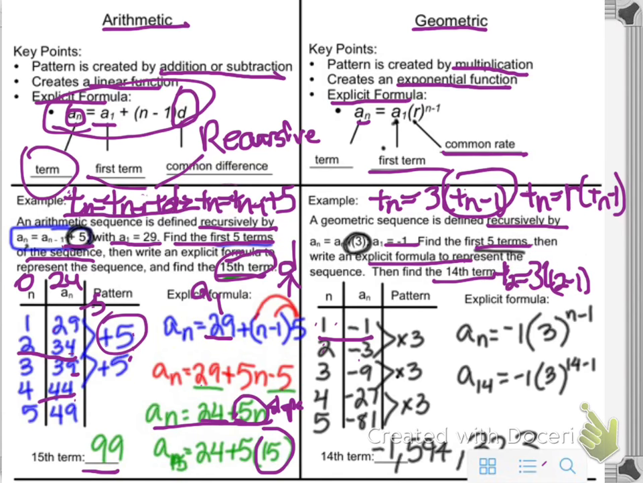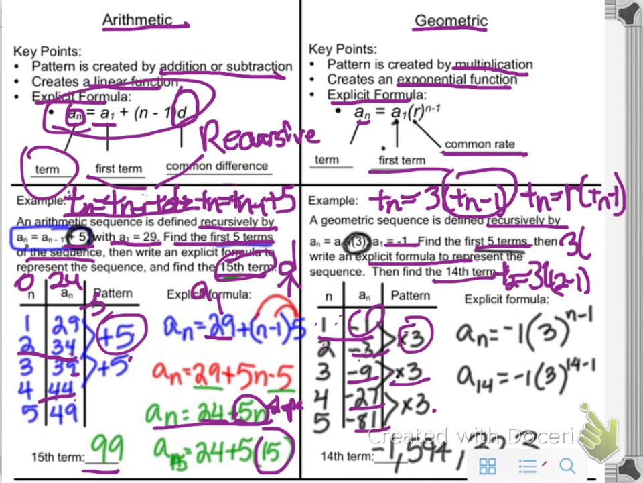So 3 times my first term, which is negative 1. We'll say 3 times negative 1 here, just like we did down here. 3 times negative 1 gave me negative 3. And then, once again, just keep going to the previous term. Negative 3 times 3, negative 9 times 3, negative 27 times 3, and so forth.